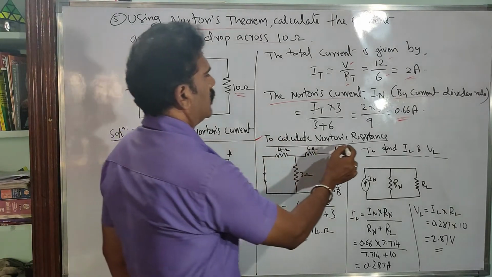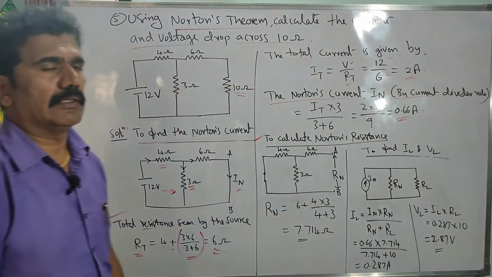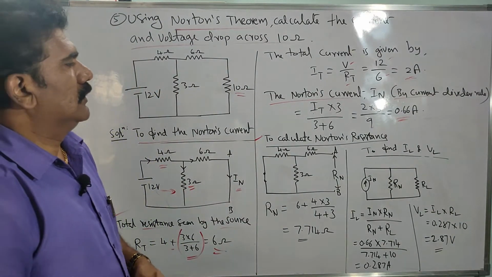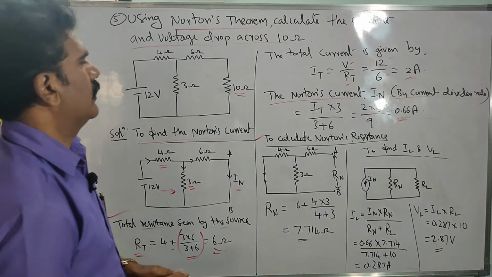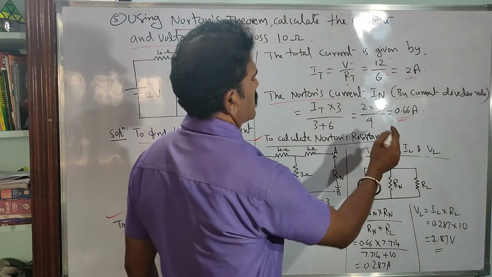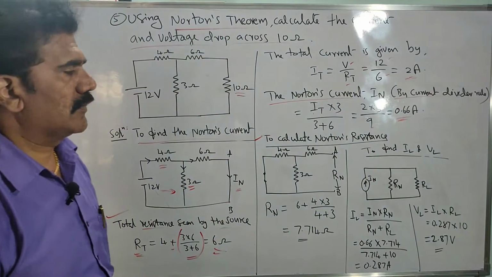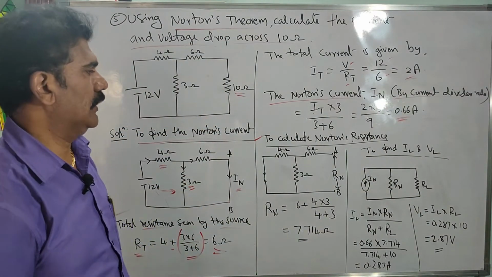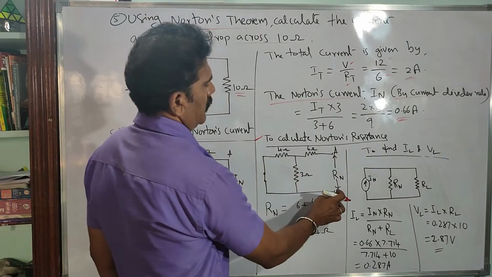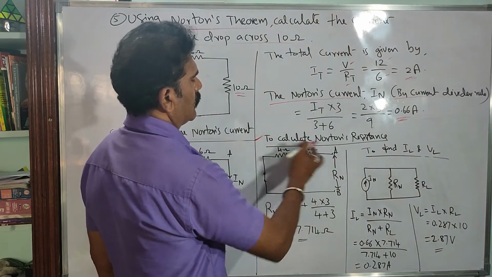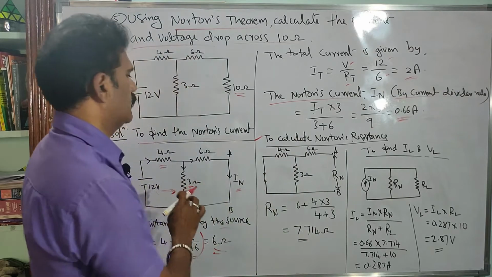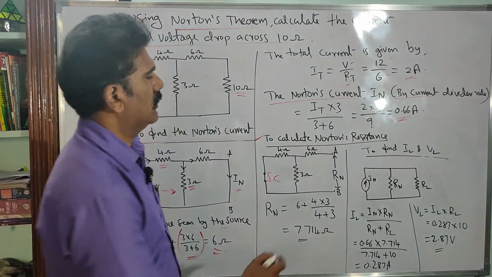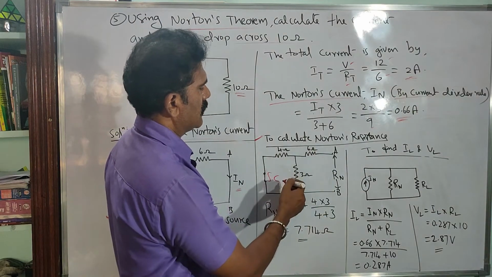To calculate the Norton's resistance. That method is the same as in the Thevenin's circuit, because both Norton's resistance and Thevenin's resistance are the equivalent resistance of the network looking back from the given terminals A and B. From terminals A and B, consider the total network without the source. What do you do with the source? Just short circuit it, and find the equivalent resistance.